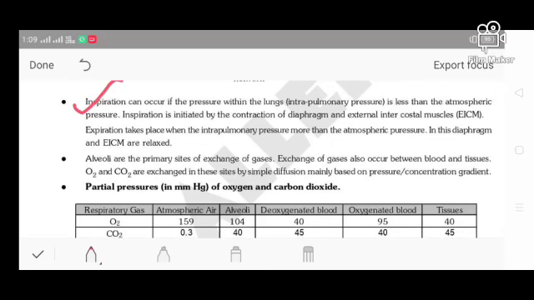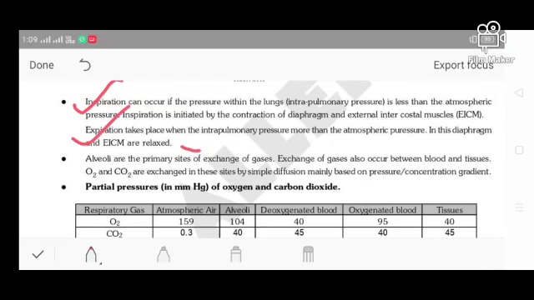And expiration, what is expiration? Expiration is a process in which the air present inside the lungs goes out and the lungs become relaxed. Okay, my dear friends, so this is the general idea.